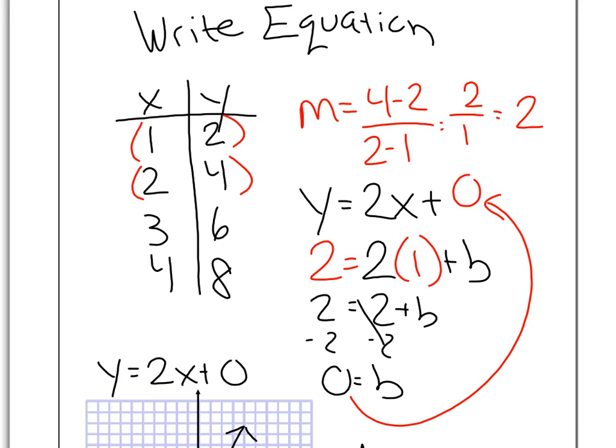Then I'm going to continue with the slope plugged in and pick one of these sets of ordered pairs to plug in the x and plug in the y, to then solve and simplify down for the missing letter b, and in this case we got 0, and that 0 goes back in place of b in the equation to have the equation y equals 2x plus 0.